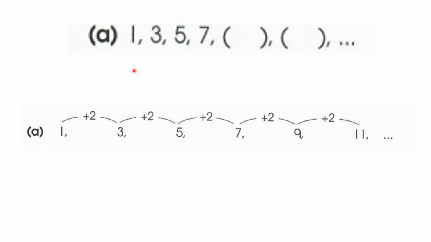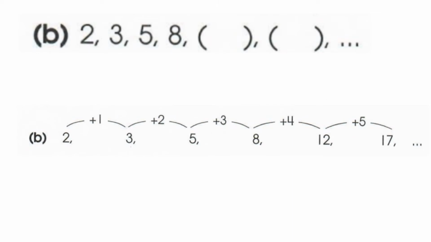To look for the pattern, let's see what is in common. It looks like you have to add 2 to our last number to get our next number. So 1 plus 2 would give us 3, and 3 plus 2 would give us 5, and 5 plus 2 would give us 7, and 7 plus 2 would give us 9, and 9 plus 2 would give us 11, and so on and so forth.